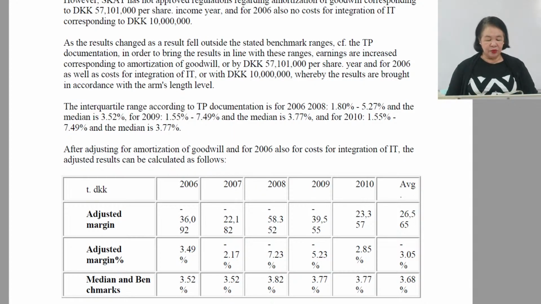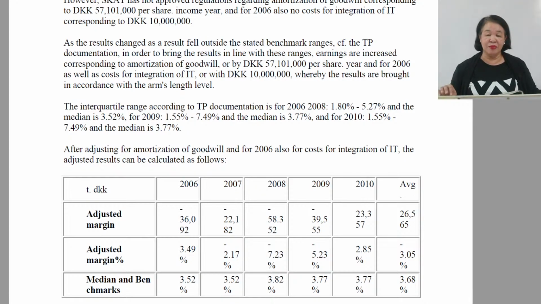So the interquartile range according to transfer pricing documentation is, for 2006-2008, 1.80% to 5.27%, and the median is 3.5%. For 2009, 1.55% to 7.49%, and the median is 3.77%. And for 2010, 1.55% to 7.49%, and the median is 3.77%. That's what you made, Hari, the matrix.